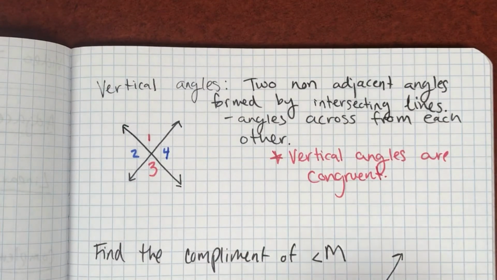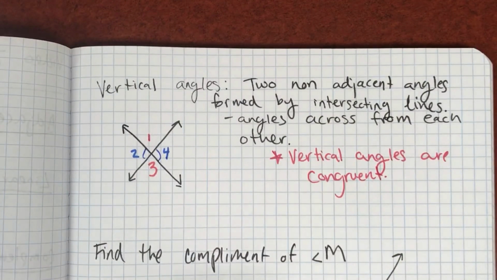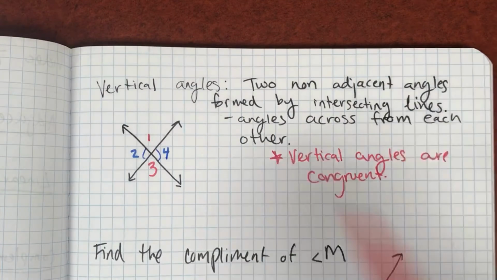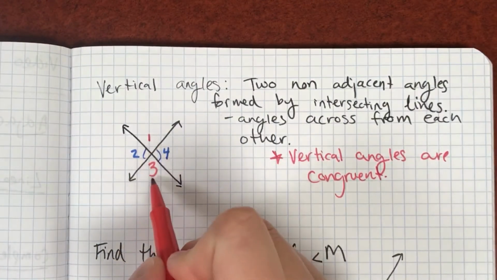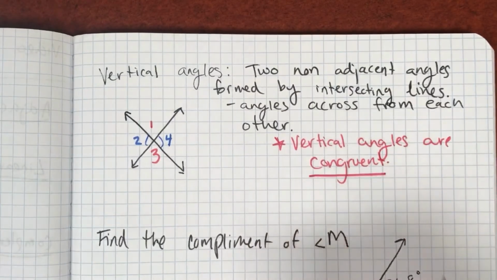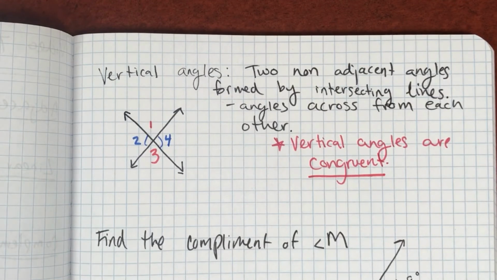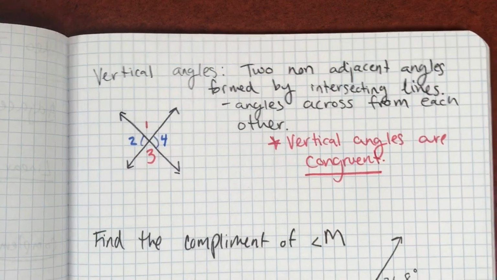And they are congruent, meaning they have the exact same measure. So if angle 1 is 60 degrees, angle 3 is 60 degrees. But this is a big part, that those vertical angles are in fact congruent.